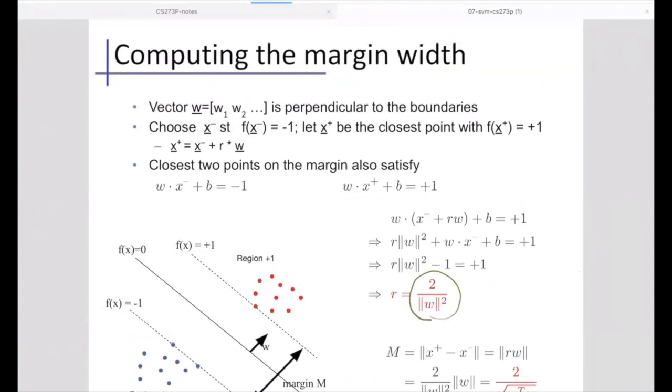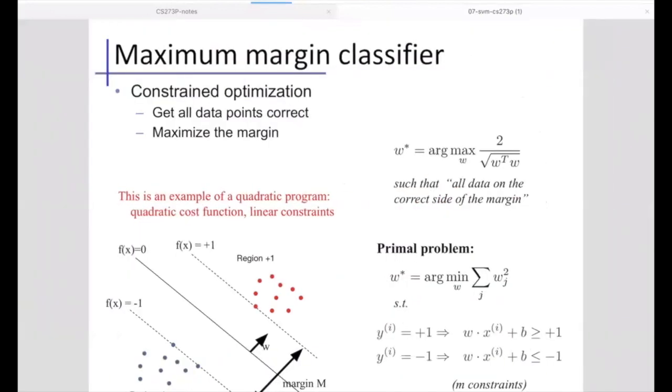So the margin is inversely related to the norm of w, right? That's what we said last time here. Oh, no, sorry, this is the R here. The margin is 2 over the norm of w. So the margin is equal to 2 over the norm of w. That's the margin we talked about here. This is M here, right?